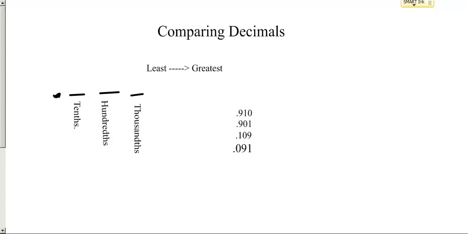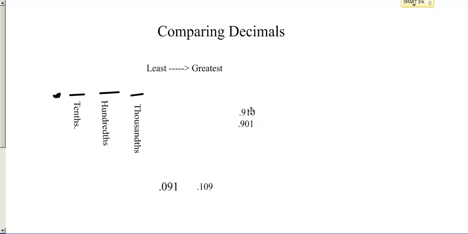So when I look at all of these numbers that I have here, I start with the tenths place and I'm looking for the smallest number. Well, when I look at these, this has to be the smallest right there, because this number has a 0 in the tenths place. This number is definitely going to be the smallest. What's the next smallest number in the tenths place? The 1. Bingo.